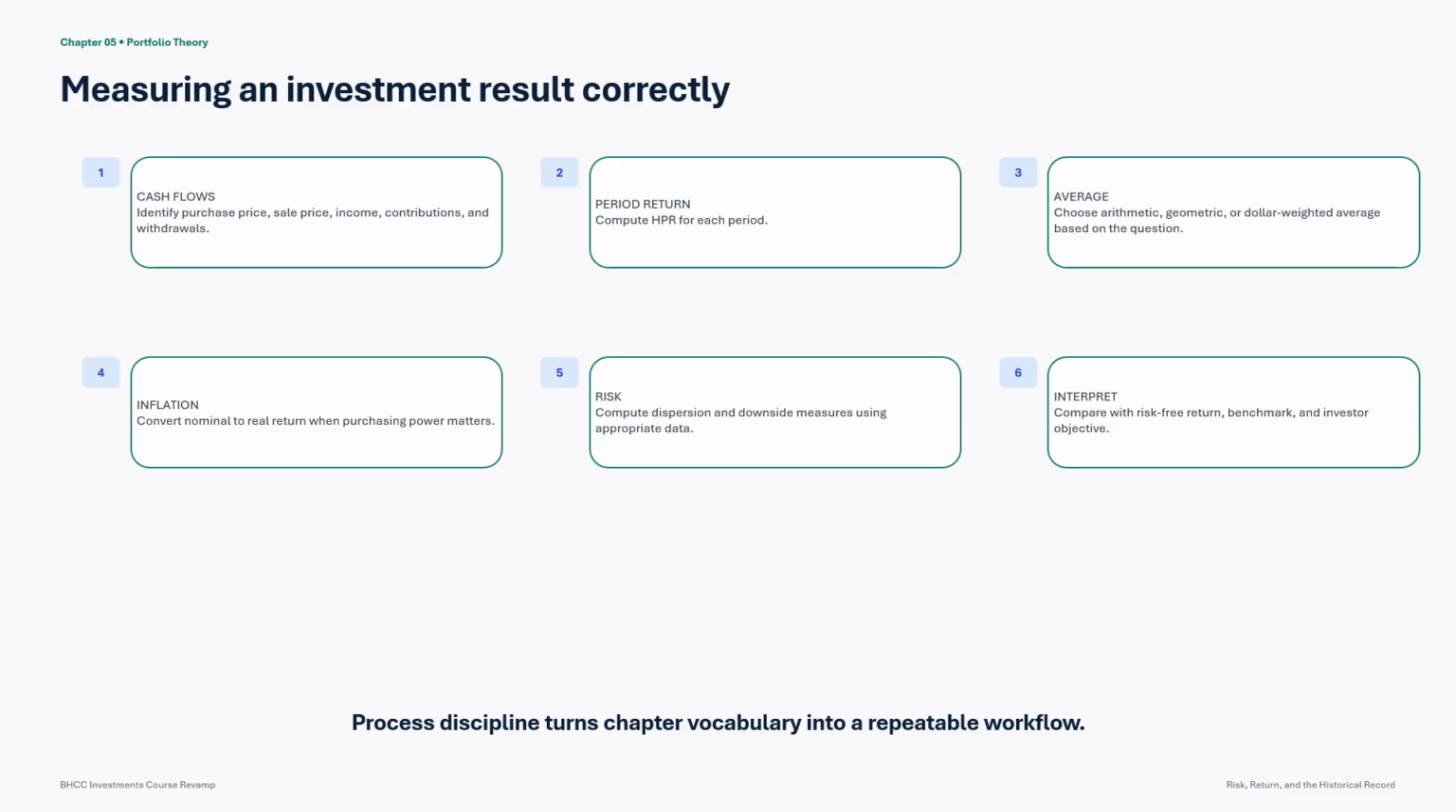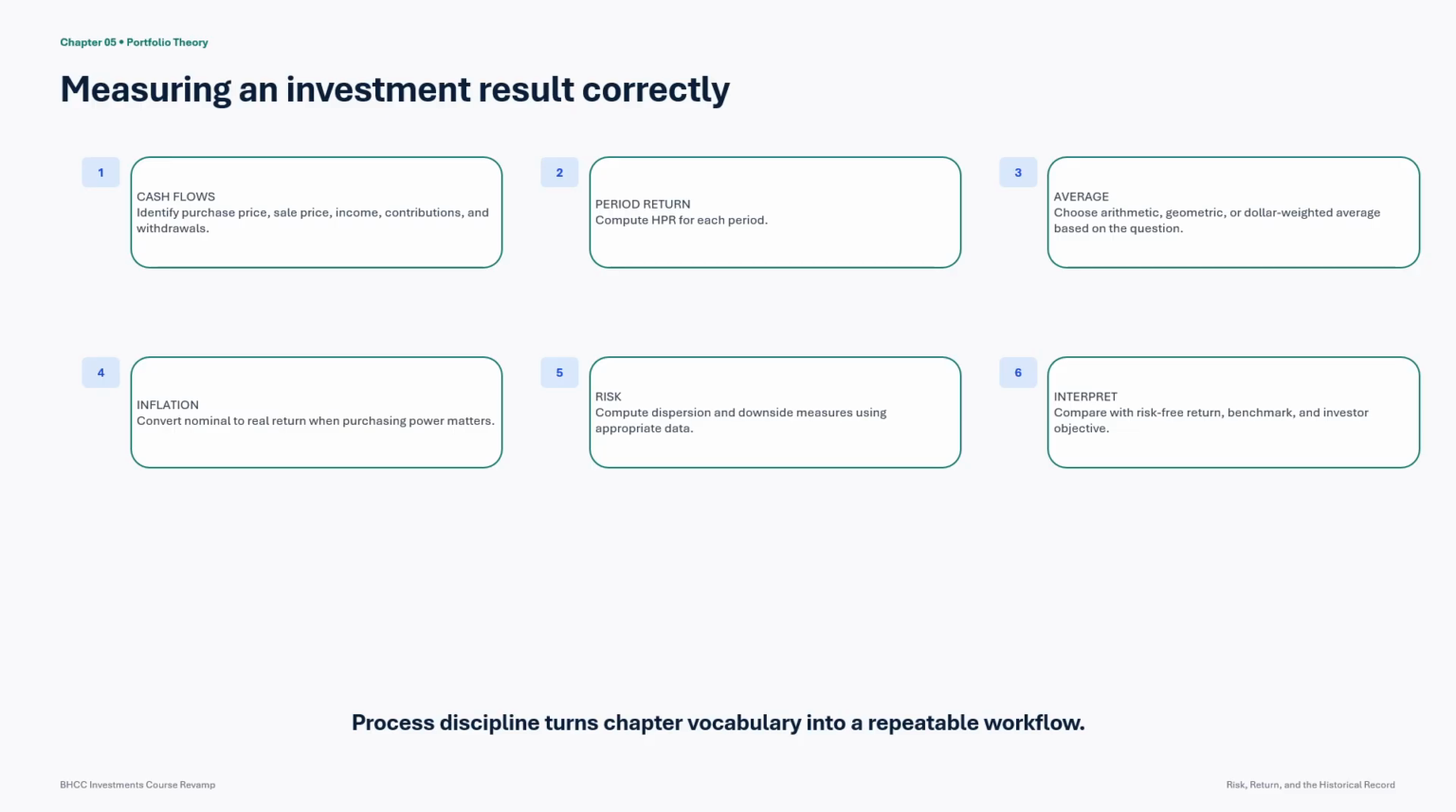Step 4 is to adjust for inflation when purchasing power matters. For long-term goals such as retirement or college funding, nominal wealth is not enough. The investor spends real dollars in the future, not a congratulatory percentage on a statement. Step 5 is to measure risk. Standard deviation may be useful, but examine downside scenarios, drawdowns, skew, fat tails, and the possibility that the historical sample is too calm. Step 6 is interpretation.